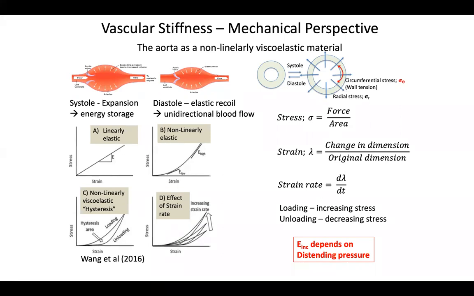So what you can gain from this is that the elastic modulus, which is a constant for a linear elastic material, is no longer the case. There's no single elastic modulus, so instead we can define an incremental elastic modulus. And this incremental elastic modulus in the case of the aorta now depends on the distending pressure, which would define how much deformation is happening, and in which part of this curve we land in vivo.